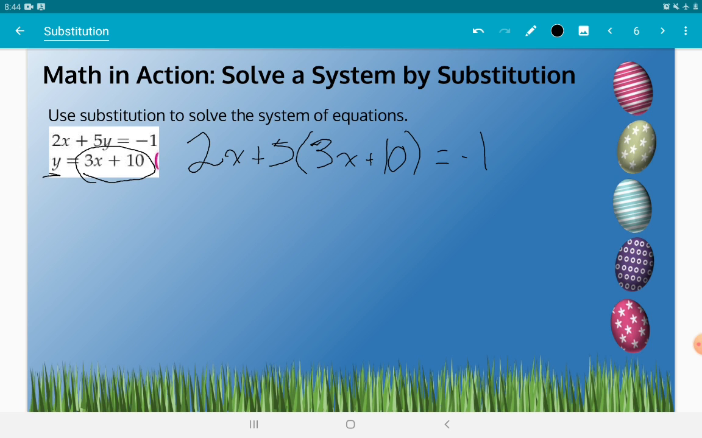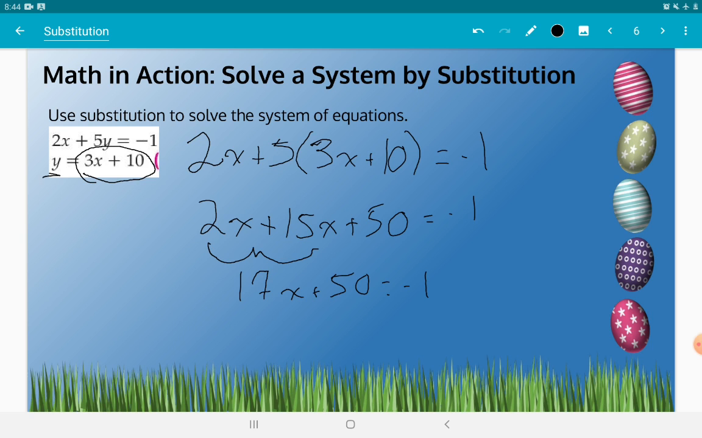So with that knowledge, we have 2x plus 15x plus 50, which equals negative 1. Once again, we have our two x coordinates, or our two x terms, excuse me, on the same side. So it'll become 17x plus 50 equals negative 1.